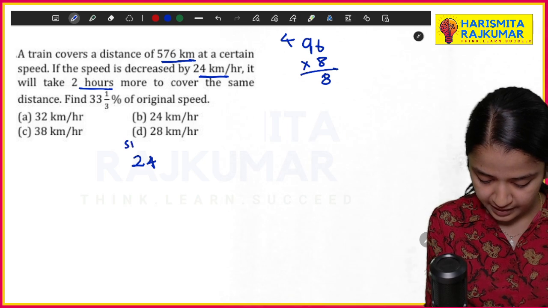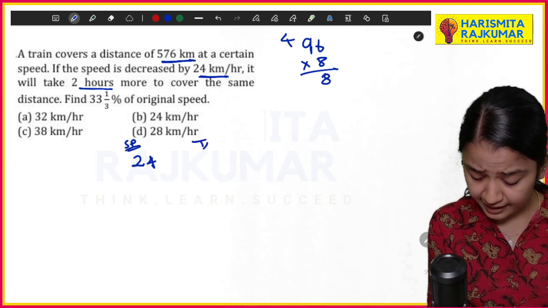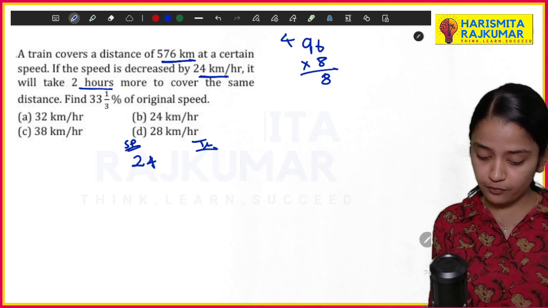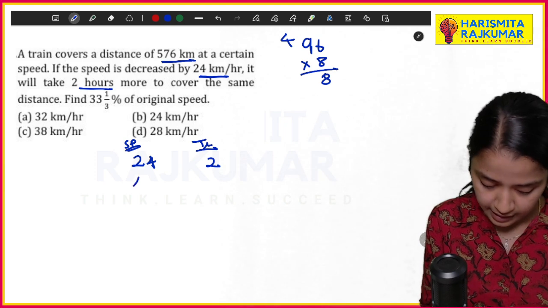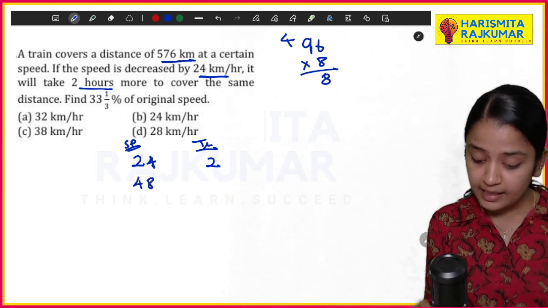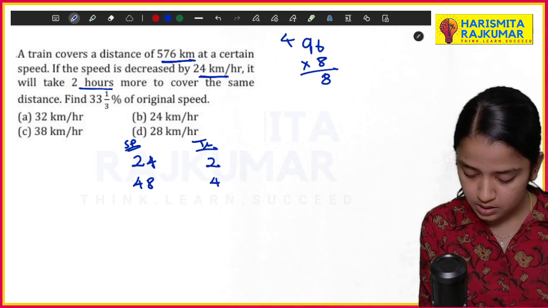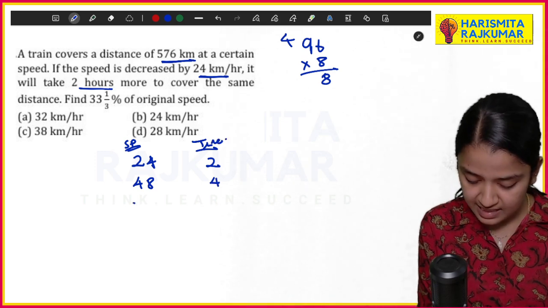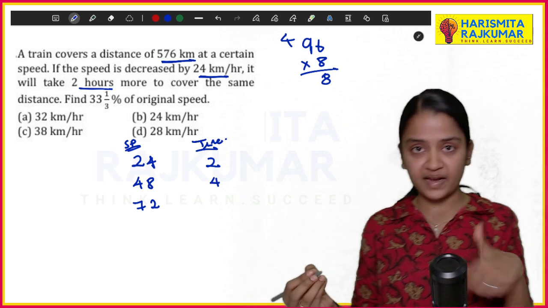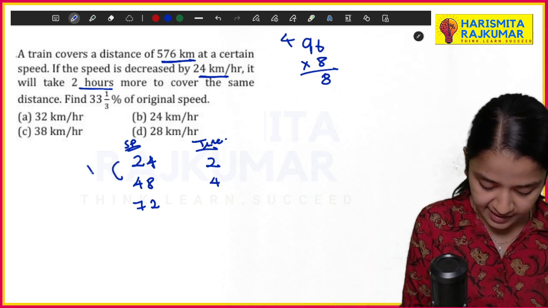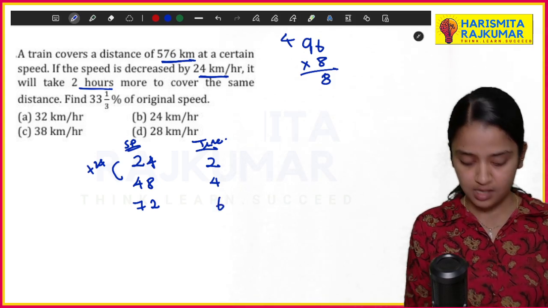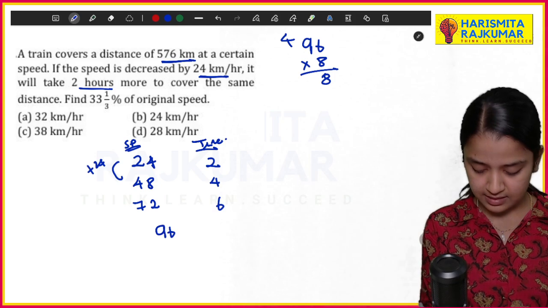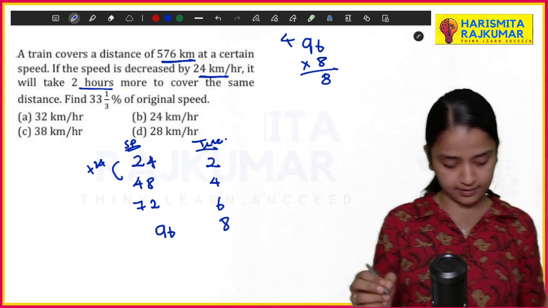This is your speed and this is your time. So at 24 he'll be going in 2 hours. Then at 48 he'll be going in 4 hours, right? Then at 72, I'm just adding 24 here, he'll cover it in 6 hours. Then at 96 he'll cover it in 8 hours.